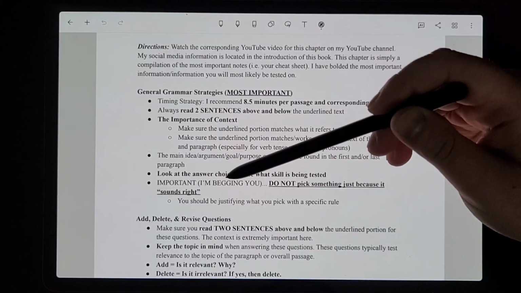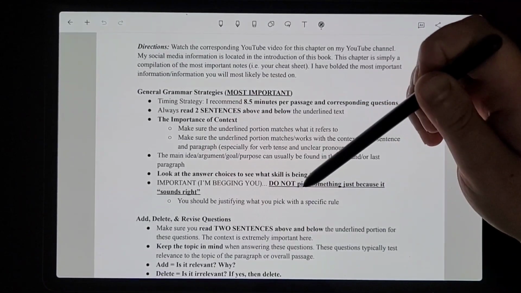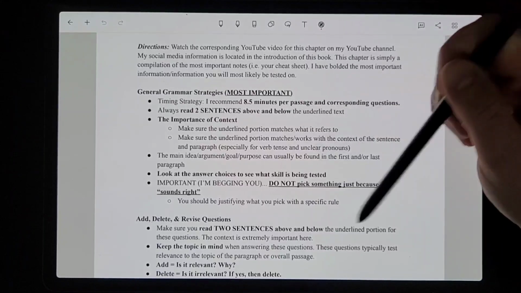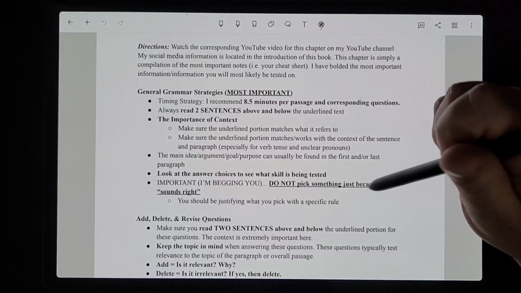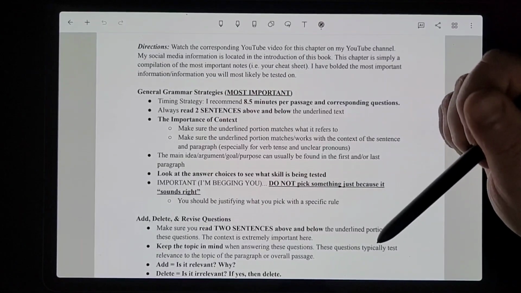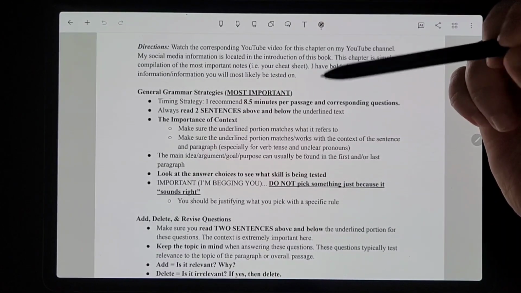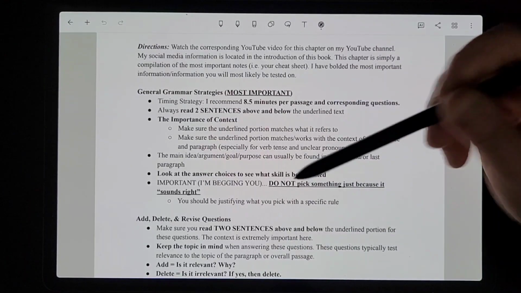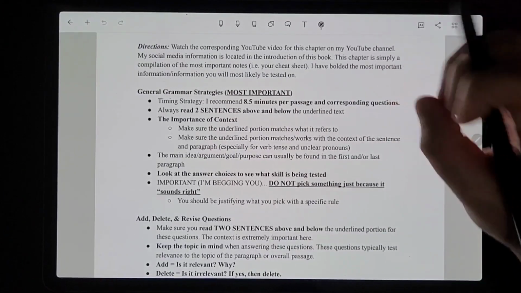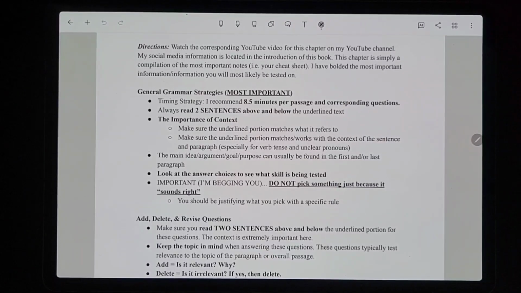And then one thing that is the most important, which is why I underlined it, out of everything: the number one issue I see with students is them saying, I picked this because it sounds right. But that's the whole point. They're making things sound right. And that's the biggest way to get into trouble on these exams, to just go off of what you hear, because they're writing it to trick you because they think you're going to do that. So don't pick something just because it sounds right.